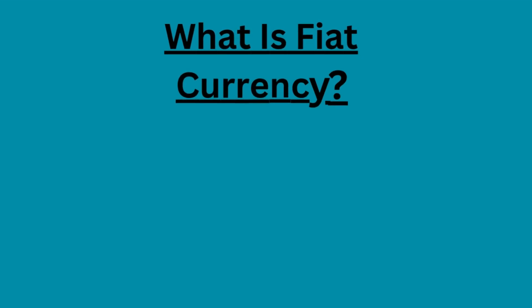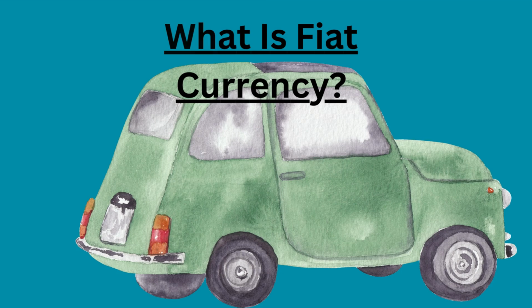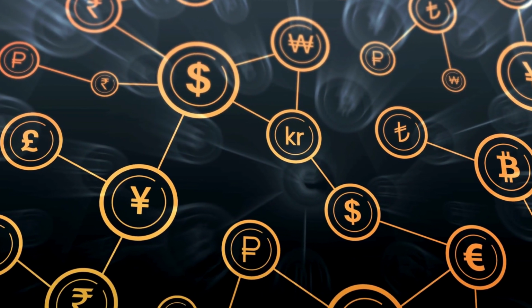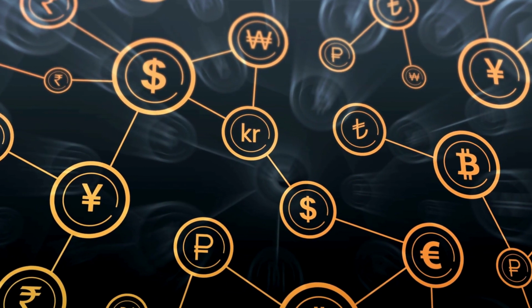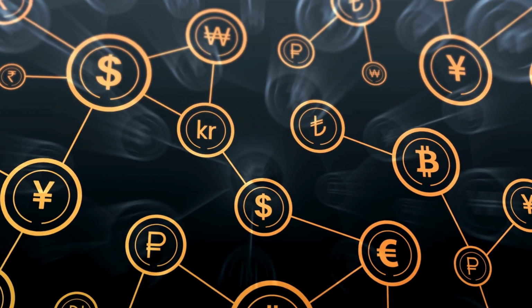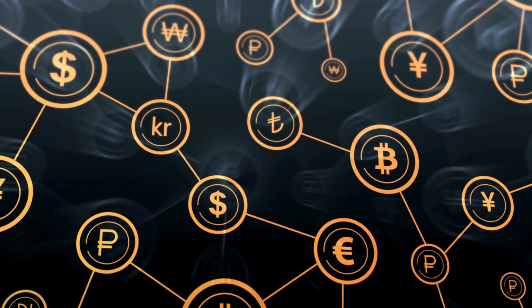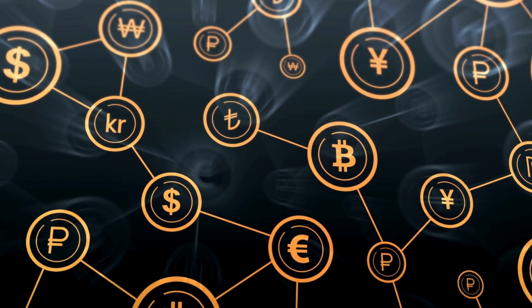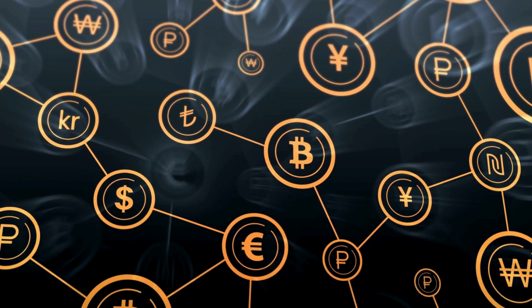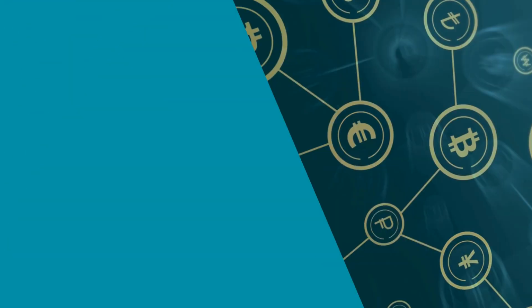Section 3. What is fiat currency? Let's talk about the word fiat. And no, I don't mean the tiny Italian car. Fiat means the currency has value because the government says it does. There's no gold or silver backing it anymore, it's just trust and vibes. Fun fact, all major currencies today are fiat: USD, euro, GBP, etc.